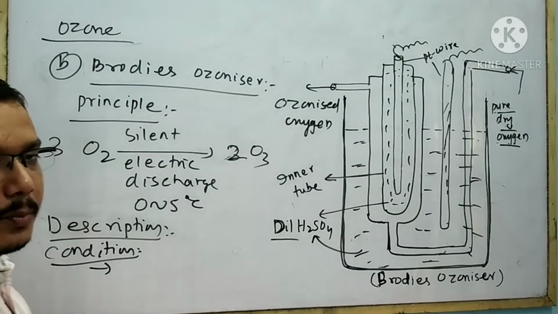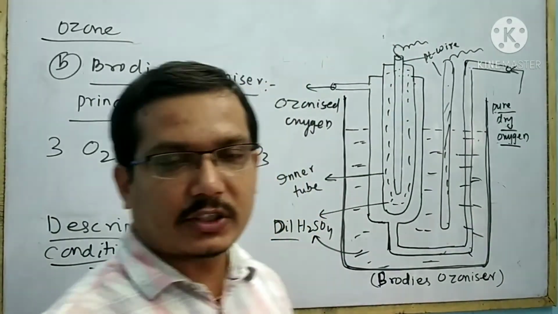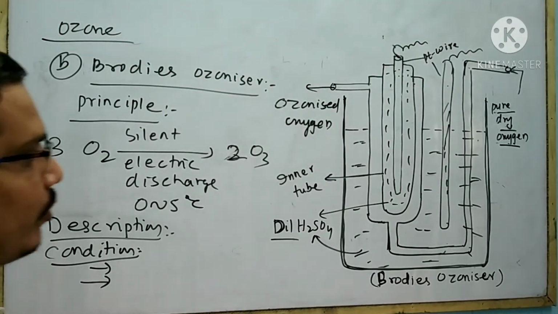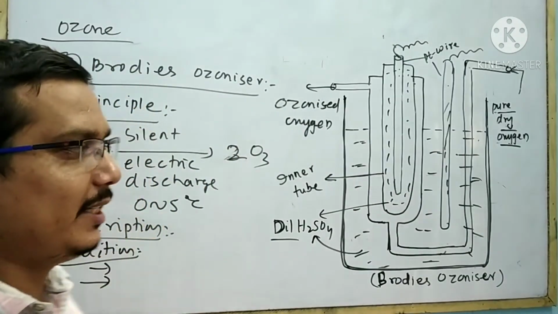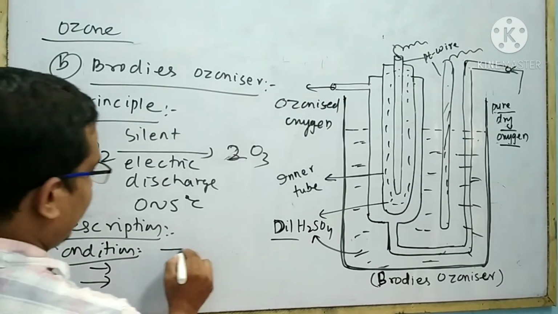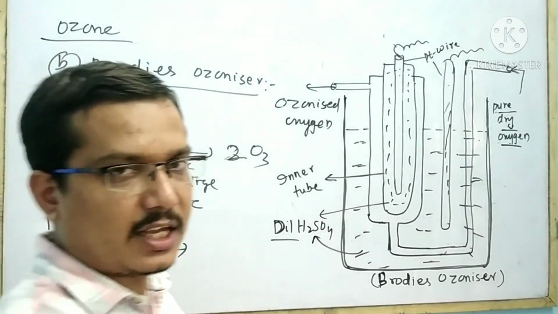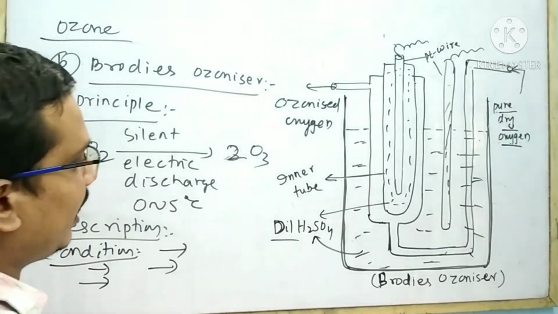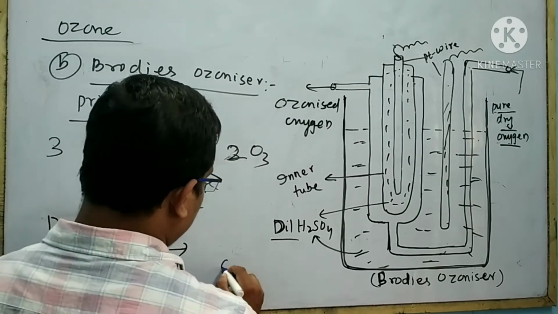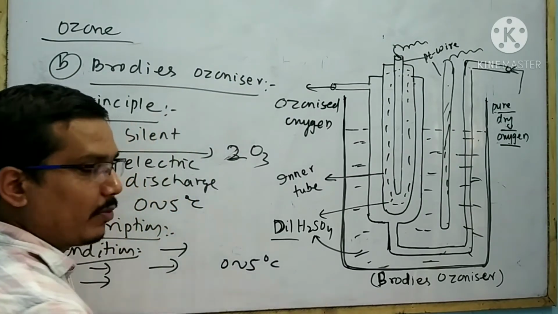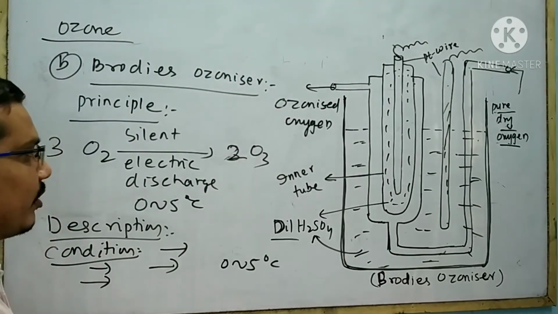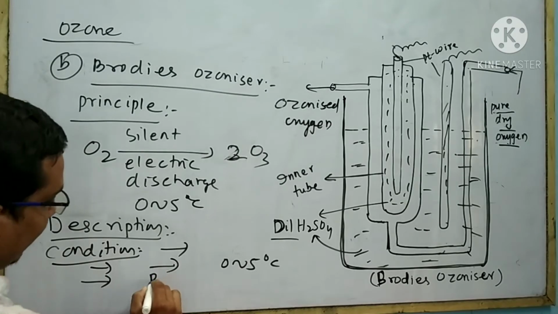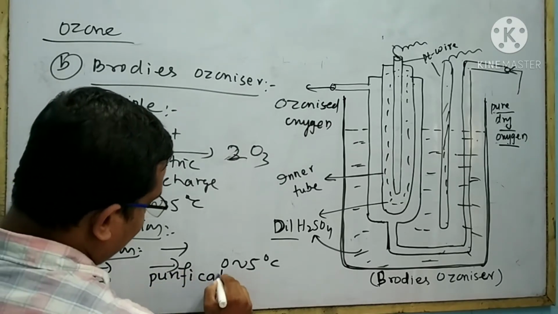First point is your pure and dry oxygen must be used. Second point is your Brodie's ozonizer should be in dry condition. Third point is your electric discharge should be sparkless. Fourth point is a low temperature, that is 0 to 5 degrees centigrade, must be maintained. These are the conditions for better yield of ozone. Next I will discuss the purification.